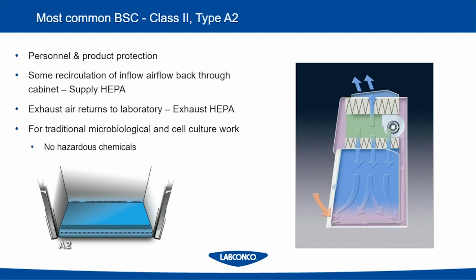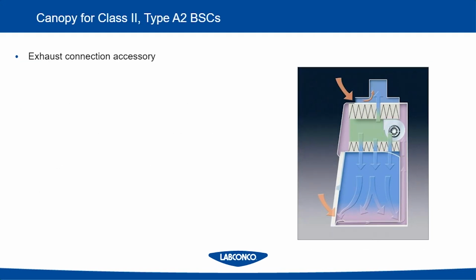So the first thing that we can do, if we need to exhaust a biosafety cabinet and we're only using a very small amount of chemicals, is put what we call an exhaust canopy on top of our Class II type A2 biosafety cabinet. This connection is provided by each BSC manufacturer and sits on top of the cabinet and allows you to connect your Class II type A2 to ductwork.